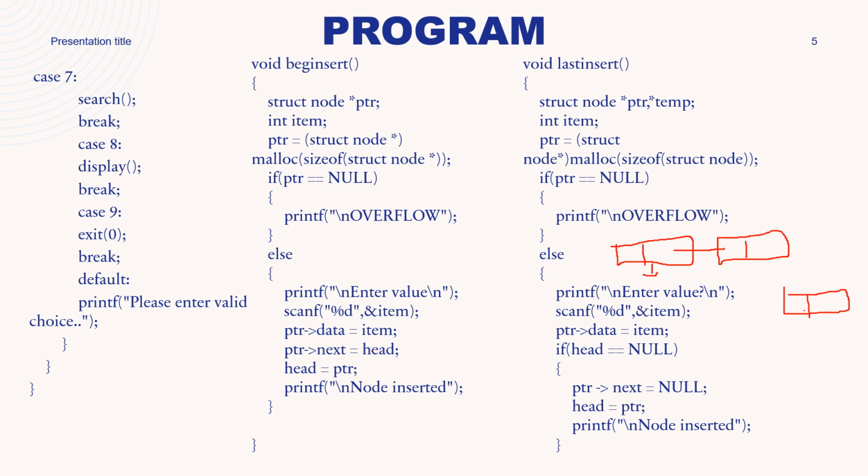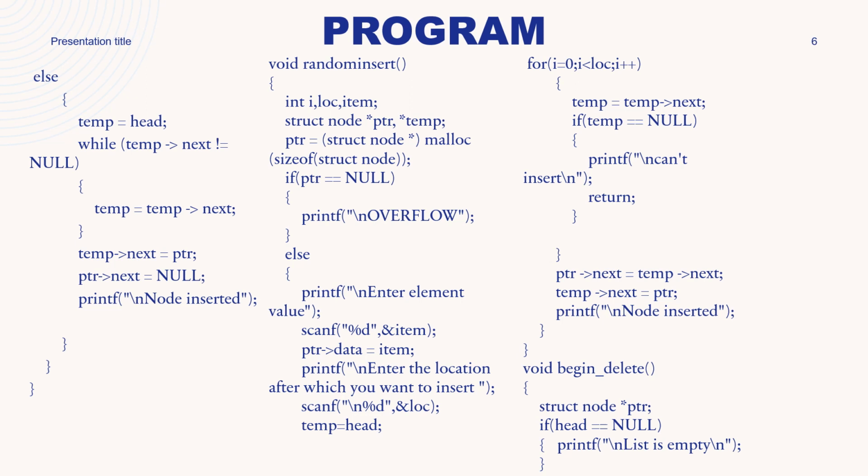So first, what we need to do is traverse to the last node, and then we need to change the next pointer of the last node to the newly created node, and we need to put null in the newly created node's next, so that for the other nodes it should reflect that this is the last node for that particular list.